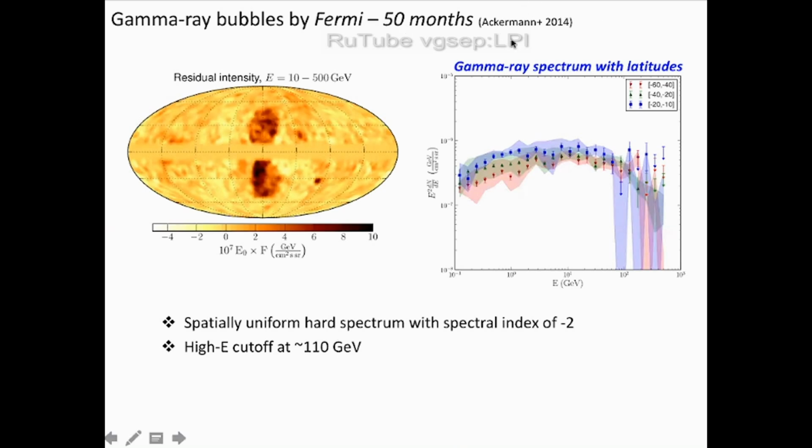And later on, in 2014, by accumulating more photons in the Fermi bubble area, this work also confirmed previous results. And by getting more photons, we can further divide the gamma ray spectrum into different latitude bands. And what is found is that the gamma ray spectrum within the Fermi bubbles is very, very spatially uniform with a spectral index of -2. It's very well fit by a power law. And then there's a high energy cutoff at around 100 GeV, like what's shown here. Okay, so that's the gamma ray spectrum.